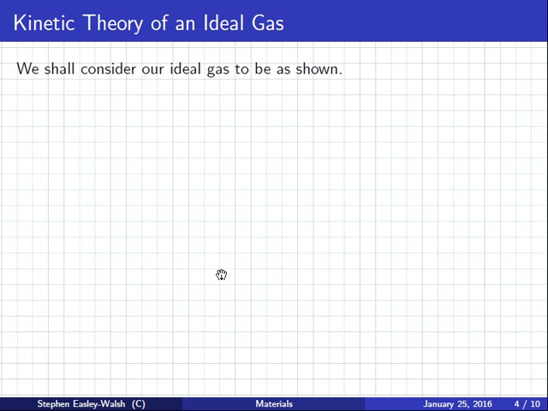Right. So, we shall consider our ideal gas to be as shown. I don't know if you've done this in chemistry. Ideal gas, is that something you studied in chemistry? You did that in chemistry this year. But you've heard the term ideal gas. What is an ideal gas then? A gas that behaves like a gas at room temperature and pressure. You can change that pressure. A gas that other gases want to be like?